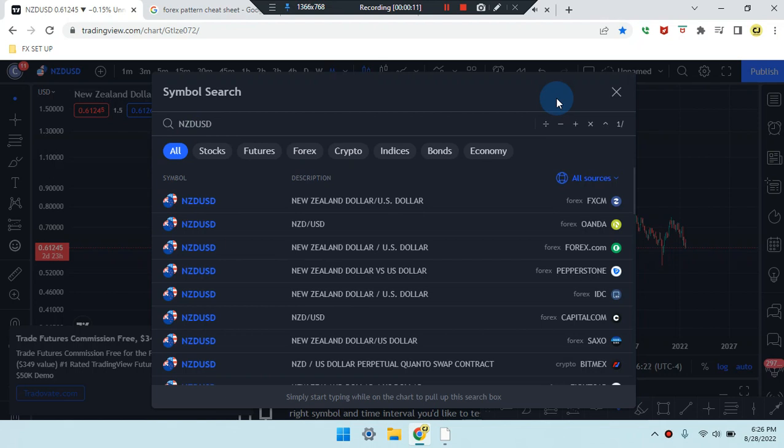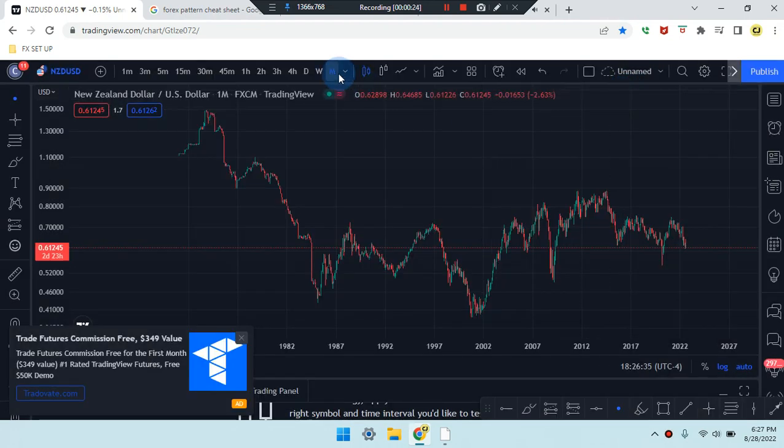Okay, everyone, this is Cam Jones, FX Daily Analysis, and we are marking up NZD, USD. We are on the monthly time frame. Price action, last candle to the right hand side is a bearish red candle.